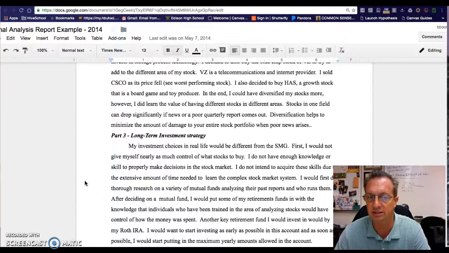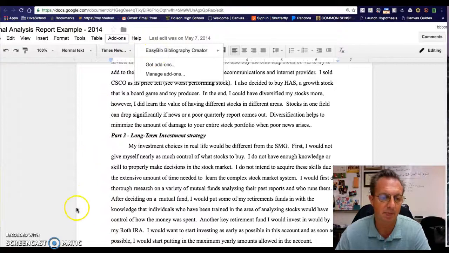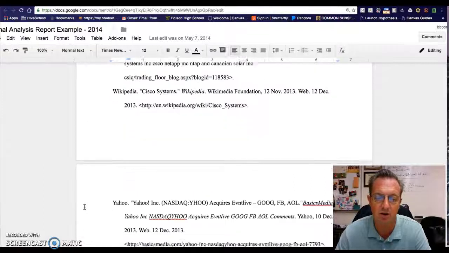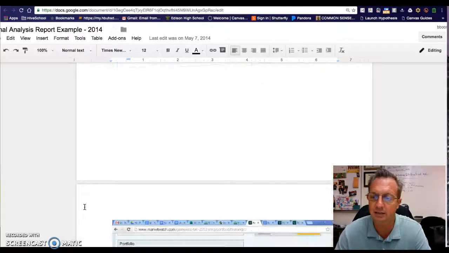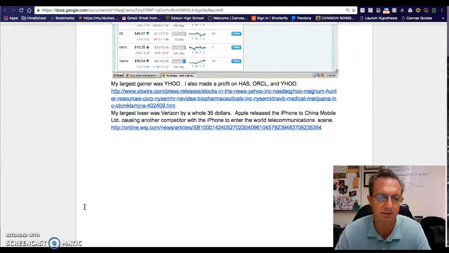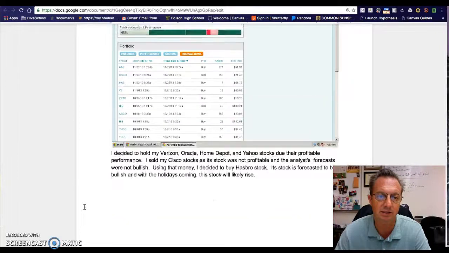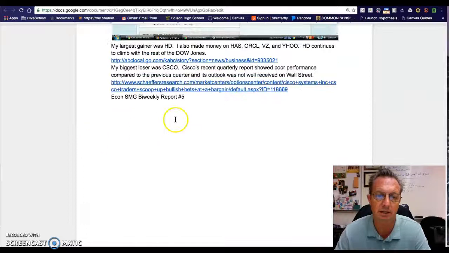Don't forget to use EasyBib located under here. So you'll be in good shape if you use that. All right, hopefully this all makes sense. Don't forget that you have to have all of your biweekly reports 1 through 5. Copy and paste them to the bottom of your document so it's easy for me to go back through. Here you can see that he's got report number 5 listed all the way here at the bottom.